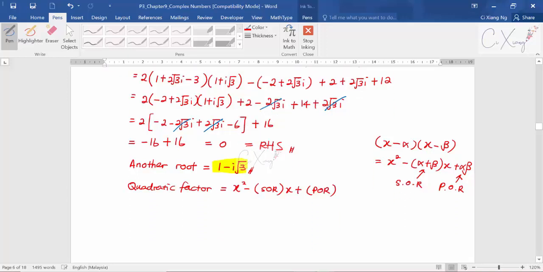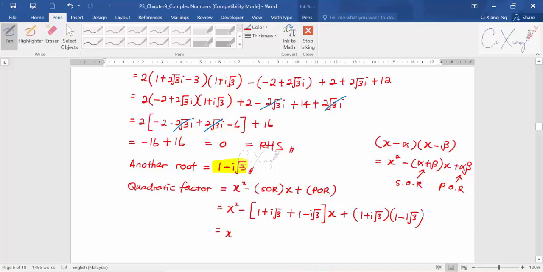Okay, so now what is the sum of roots? You have two complex roots here, right? So the sum of roots will be 1 plus i square root 3, this is the first root, plus the other root, 1 minus i square root 3. Then multiply with x plus the product. Product means multiply, so the product of the first root with the second root. Then now you try to simplify and expand this.